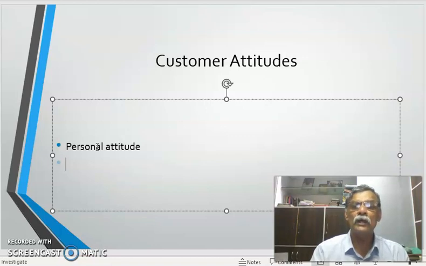Now the obvious question comes, whether this behavior will be helpful for the seller or not. Yes, it will be. Because the child will be stubborn, the child will not change his brand, and the father will be compelled to purchase. So here the attitudes of both persons, the child as well as the father, clash.